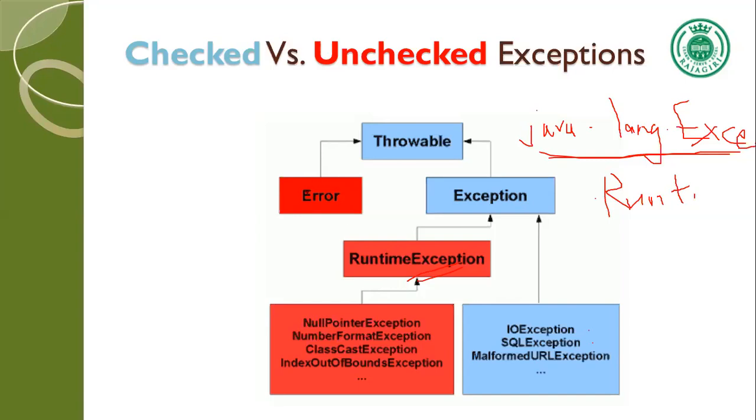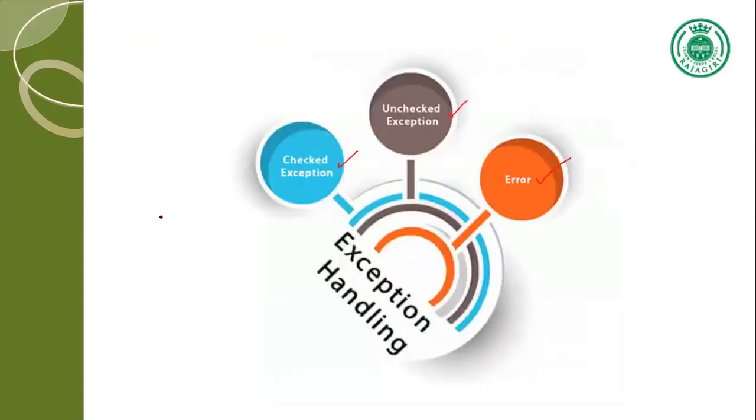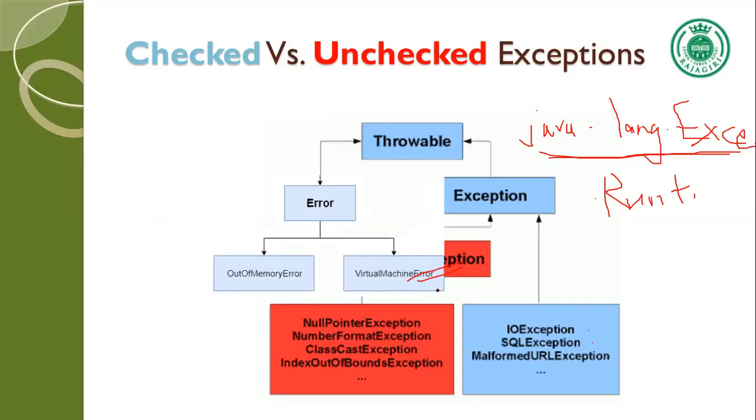Okay, you have a third category called error exception. All error exceptions come under the category of unchecked exceptions. Now, error exceptions have two categories: either it can be out of memory error or a virtual machine error. These are the two error exceptions.